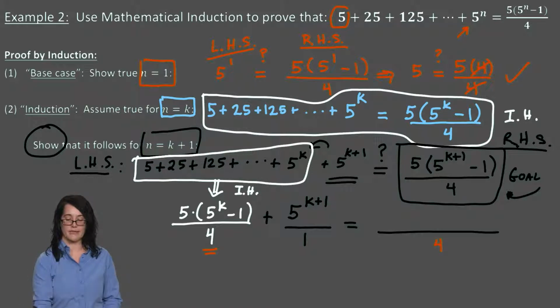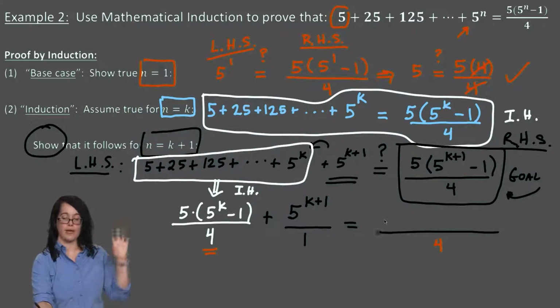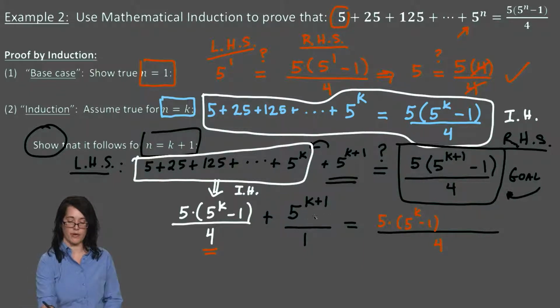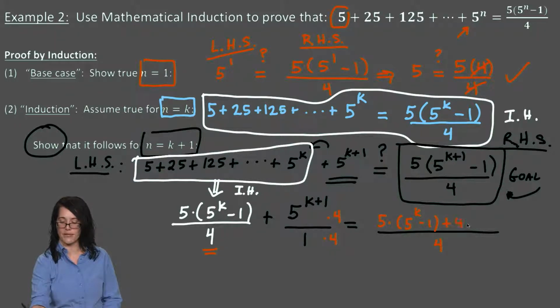So 4 is my LCD, and the entire numerator, the entire first fraction contains it, so we'd have just that numerator, 5 times parentheses, 5 to the k minus 1. But what do I need to do for the second numerator? That's right, I need to multiply by what it's missing in its denominator. So in reality, I have plus 4 copies of 5 to the k plus 1.